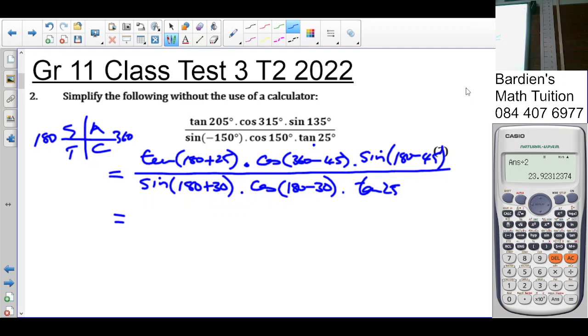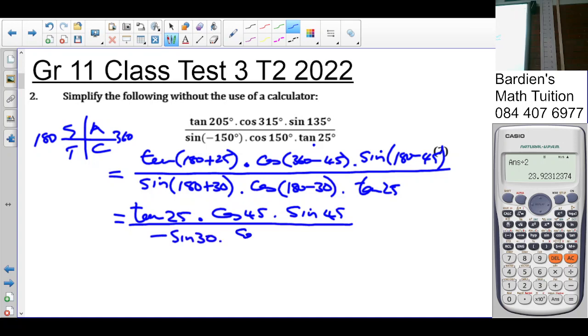But importantly, these are our training wheels: 180 plus, 360 minus, 180 minus. Many of you went straight into the sign and messed it up. So 180 plus, that's your third quadrant, tan is positive, so it's tan 25 times. 360 minus, cos is positive, cos 45 times 180 minus, second quadrant, sine is positive, sine 45, over 180 plus, third quadrant, sine is negative, times 180 minus, cos is negative, times tan 25. So what happens is that cancels. Negative times negative is positive. So the ultimate answer to this is going to be positive.